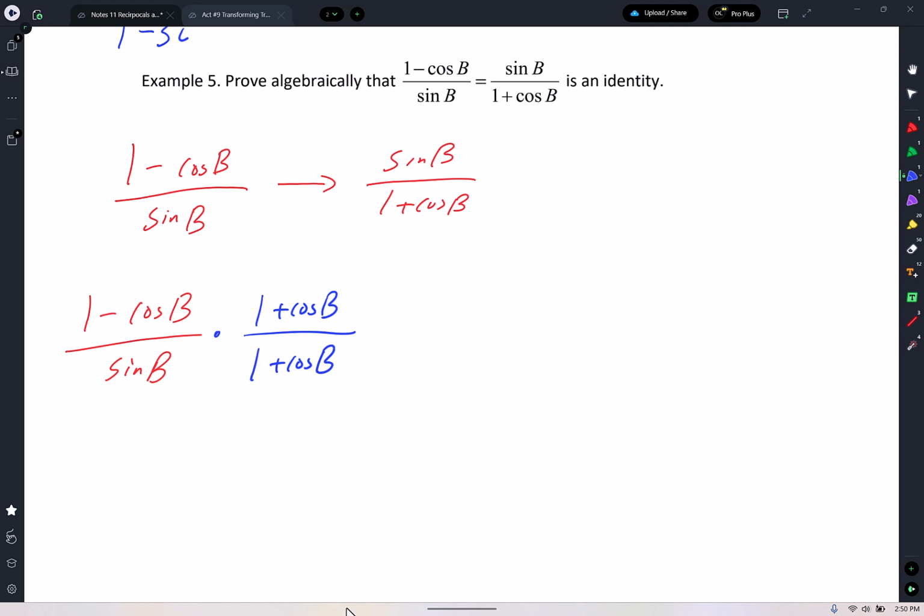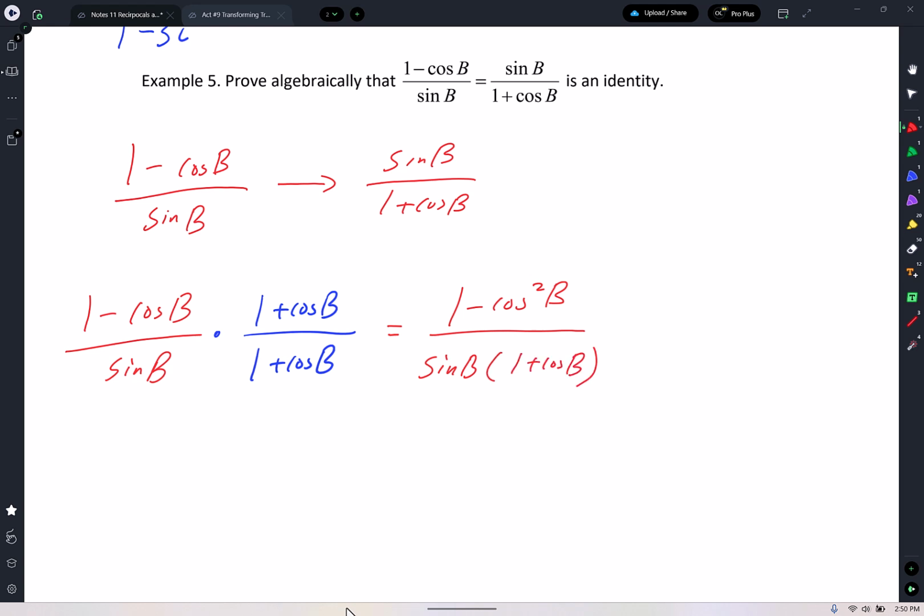Okay. When you do that, here's what we get. Look what we get, guys. The top is like the difference of squares. So you're going to get 1 minus cosine squared B. And on the bottom, don't distribute. Sine B, parenthesis 1 plus cos B.